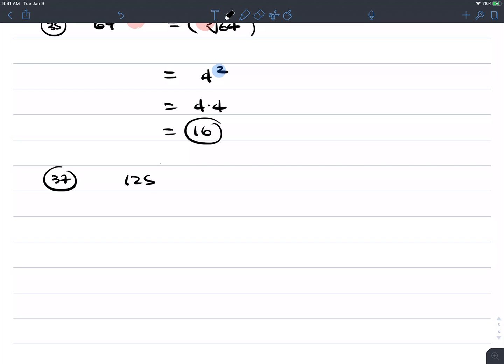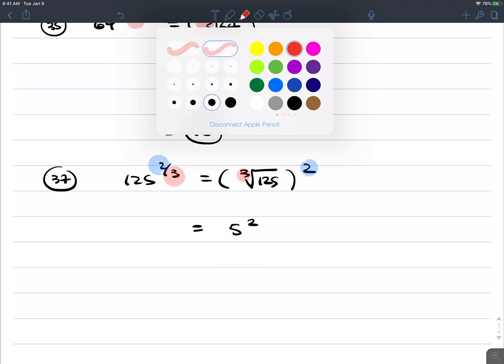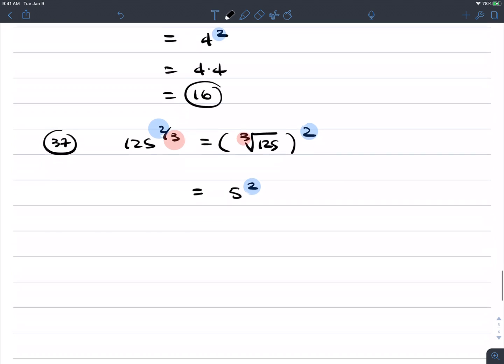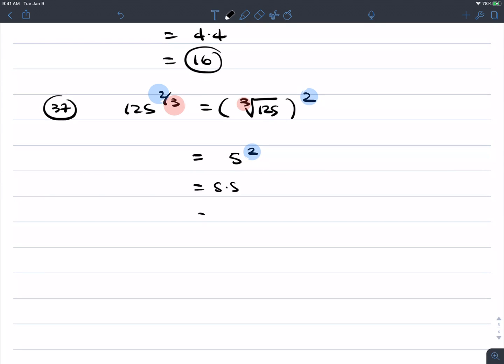37. 125 to the 2/3 power will be. Let's be careful. So remember, the numerator power, that's a 2, it's outside. The index of 3 here means we actually have a cube root of 125. Okay, let's make sure we have the cube root. What's the cube root of 125? 5. This is 5 squared now. Remember that power still. And 5 squared we know is 5 times 5, which will give you what? 25. So that's number 37.